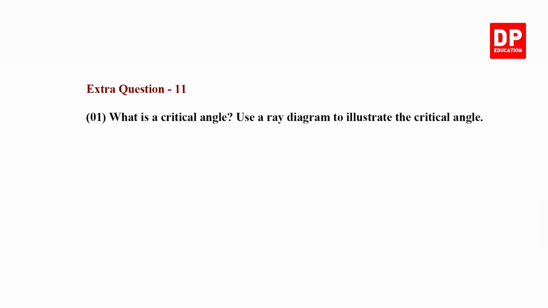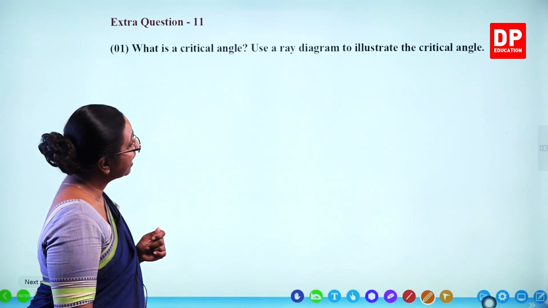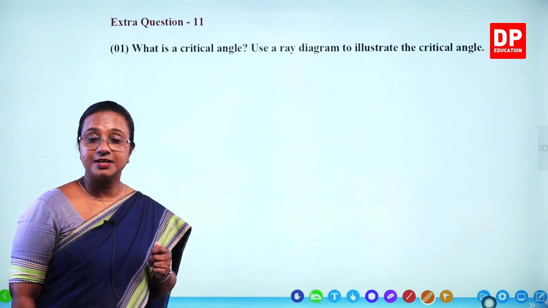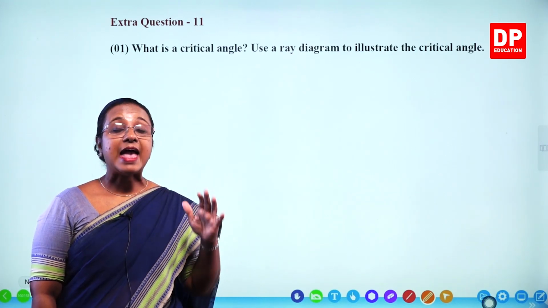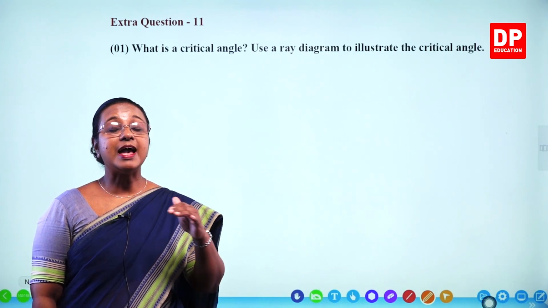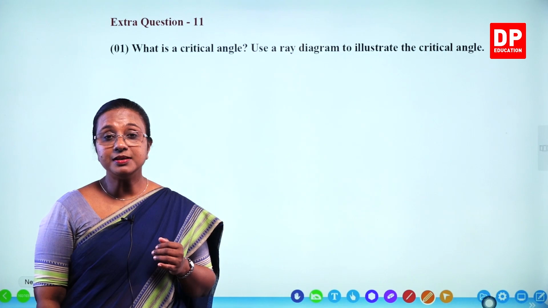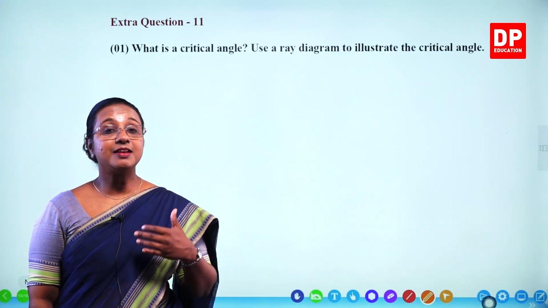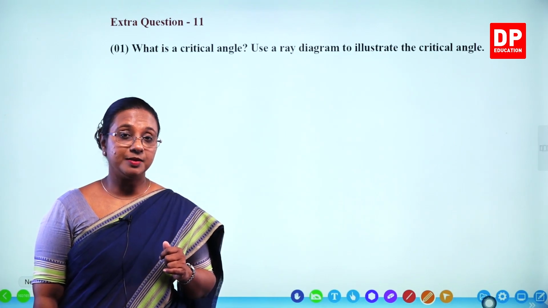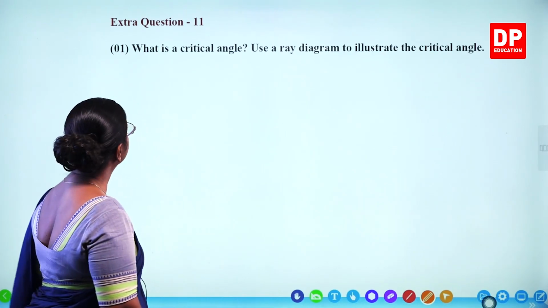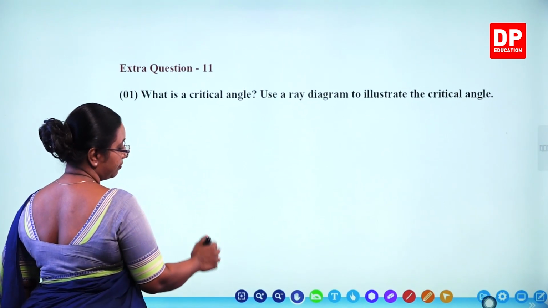Extra question 11. What is a critical angle? Use a ray diagram to illustrate the critical angle. What is a critical angle? The angle of incidence when the angle of refraction is 90 degrees. When does that happen? When light rays are traveling from a denser medium into a rare medium. So that is the answer to this first part of the question. We will write that down first.